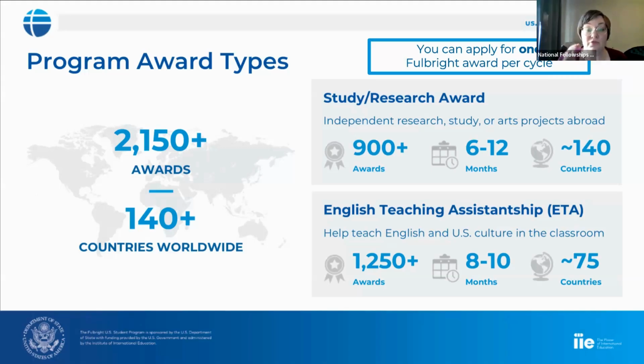And then again, note that you can only apply for one Fulbright Award per cycle. So you can apply for either a study research or an English teaching assistantship, and you can only apply in one location. So again, that's why fit is so important, because you only get one. So it's really important that you dial in to what your goals are, where is going to be the best place for you, and what skills and outlooks and goals you're bringing to this experience as well.